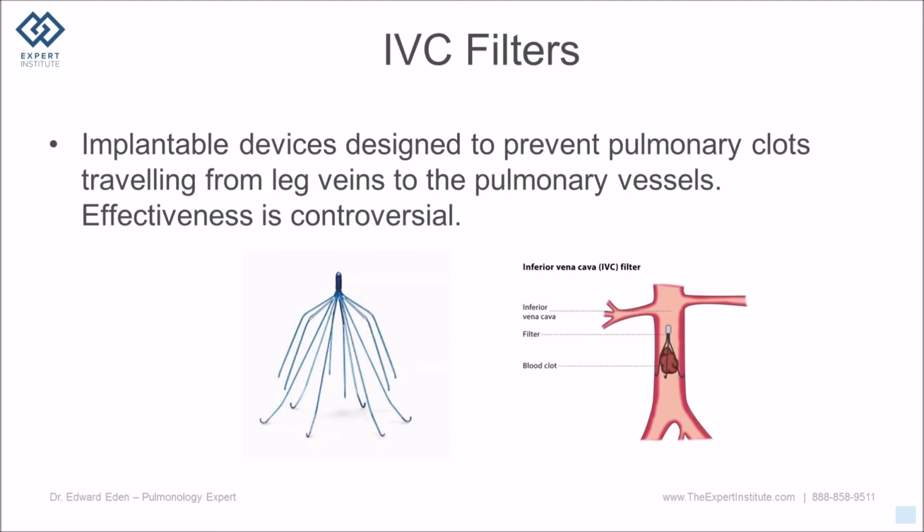IVC filters, they are controversial. On the left is one of the devices available. It looks like a little umbrella or a spider web upside down, and you would think that you put this in the inferior vena cava on the right diagram there, and it would capture all these clots that come up from the leg veins, which are the common site, trap them, and prevent them from going to the lung. Well, in fact, different IVC filters have different performance. There's risk of migration, and several studies have indicated there is no significant difference in certain clinical parameters whether or not you get an IVC filter. So right now, IVC filter effectiveness is controversial, meaning that a patient can still sustain a pulmonary embolus with an IVC filter inside. Next slide.